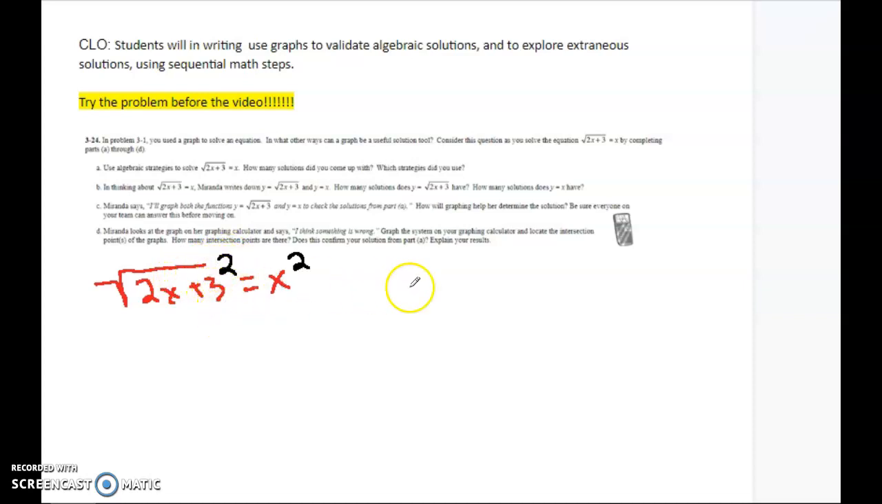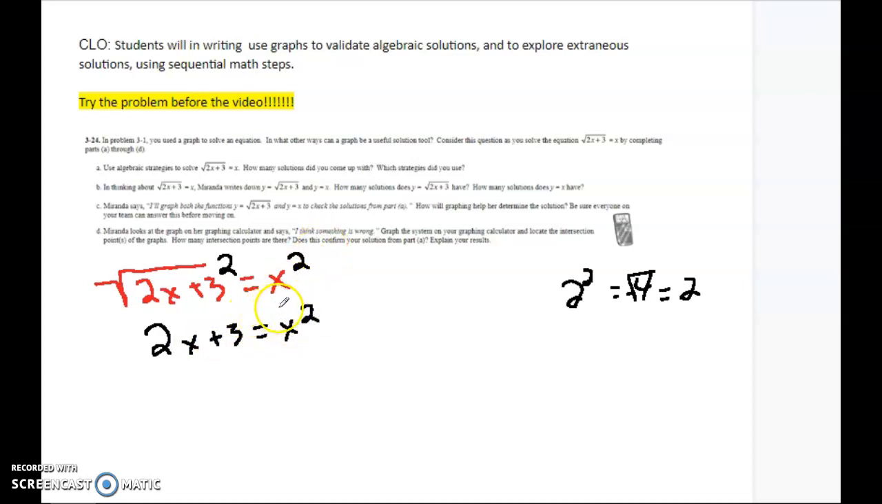And what the square root and the square does, it completely cancels each other out, okay? It's like saying, if I do 2 squared, I equal 4. But if I take the square root of 4, well, I'm right back to 2, right? I'm right back to where I started. So this just canceled out. So here we go, that's all I got left: 2x plus 3 equals x squared.